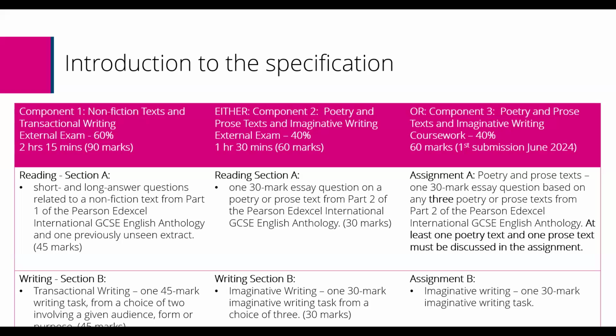Then there's a choice. So centres choose either component 2, which is an exam, or component 3, which is coursework. And these mirror each other, as you can see from the slide. So section A is an essay question on either a poetry or prose text from part 2 of the anthology. And a writing task, which is an imaginative writing task. And those two questions are equally weighted.